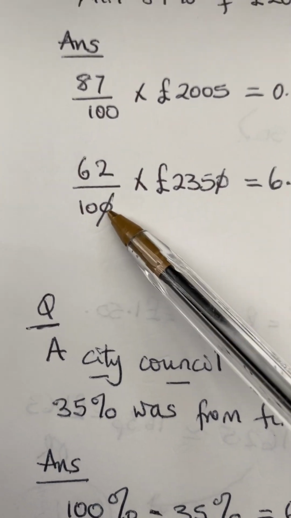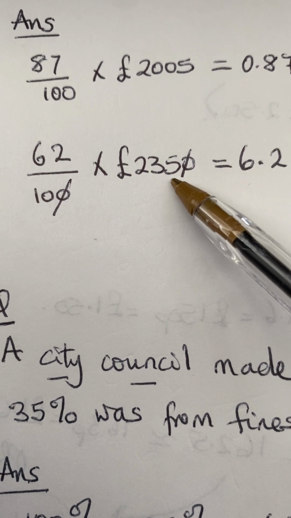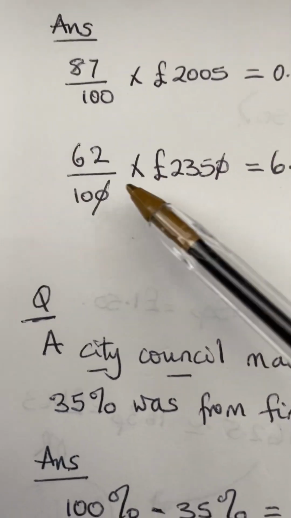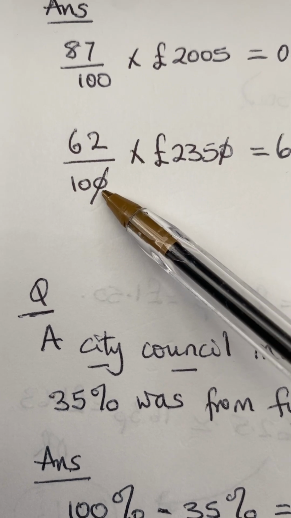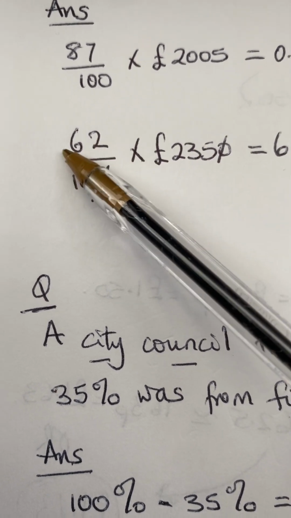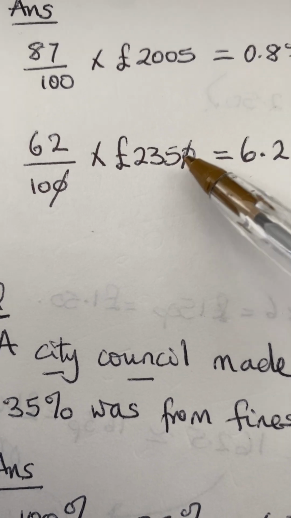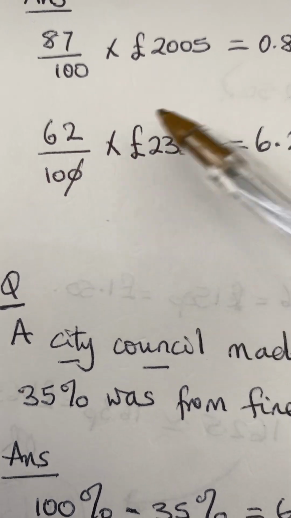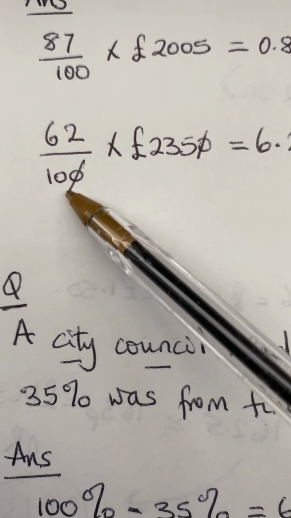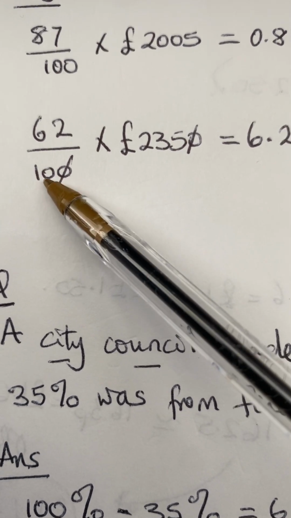Now 62% of 2350, again using the powers of 10, I can straight away do 0.62 times 2350. But what I've done is I've taken the zeros out, or how many tens are in 100, which is 10.